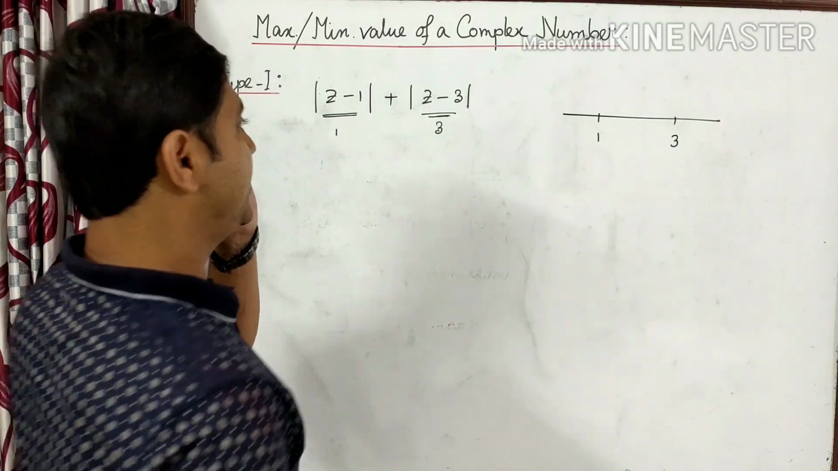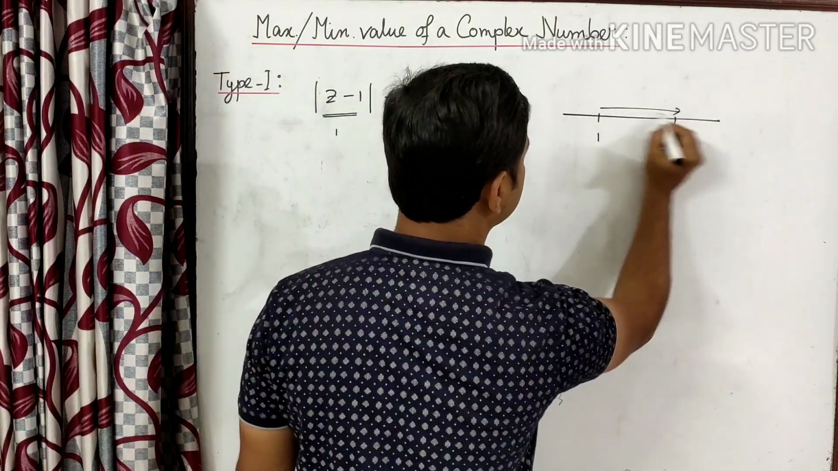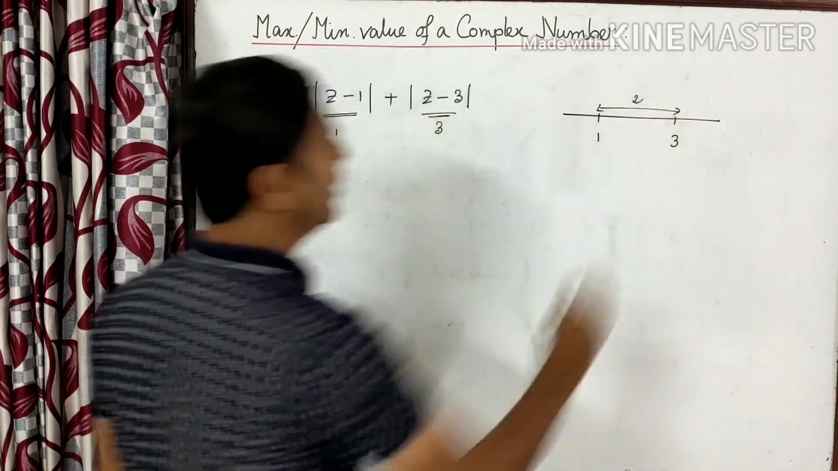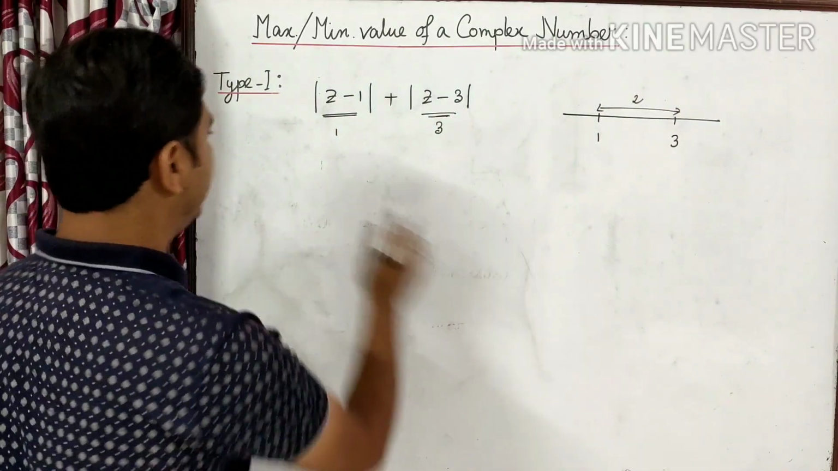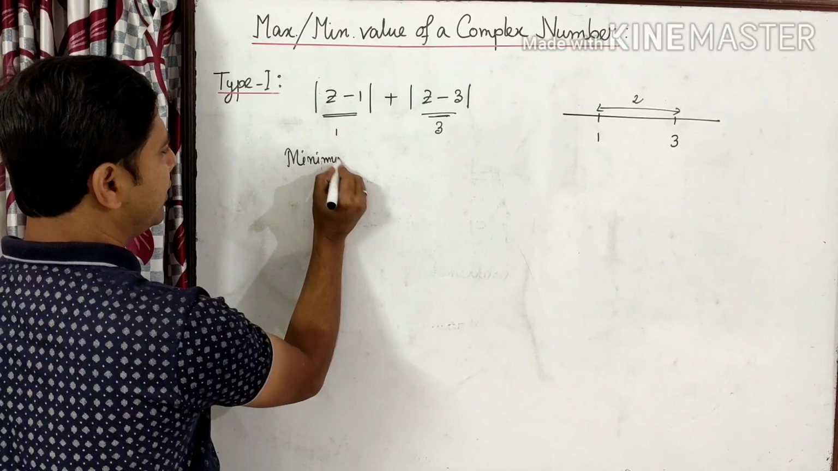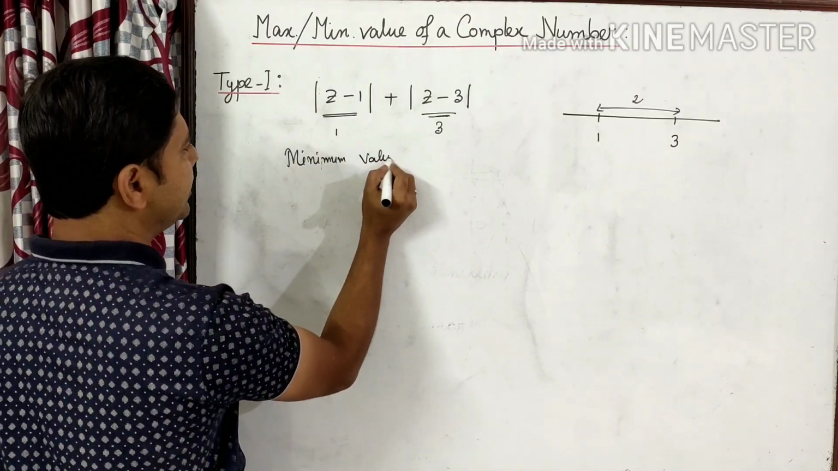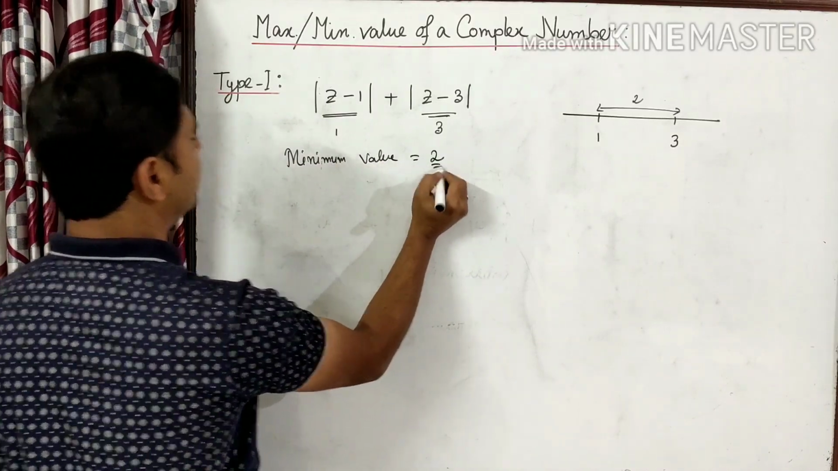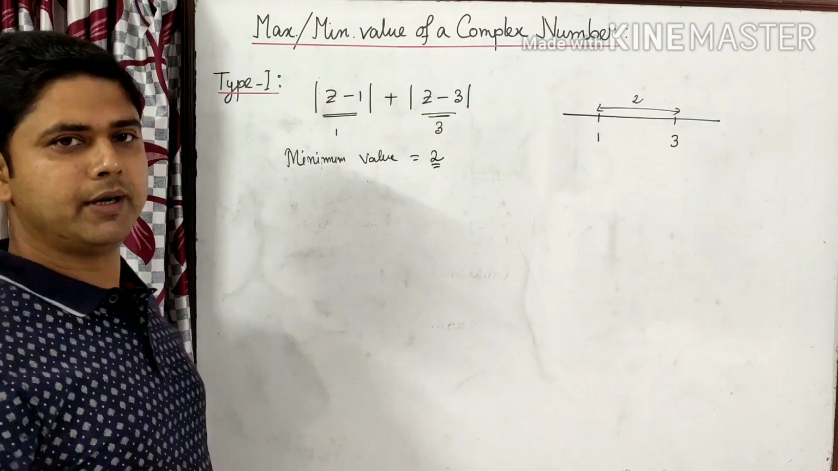Now what is the difference between these two numbers? The difference is 2. Therefore the minimum value of this expression is 2.